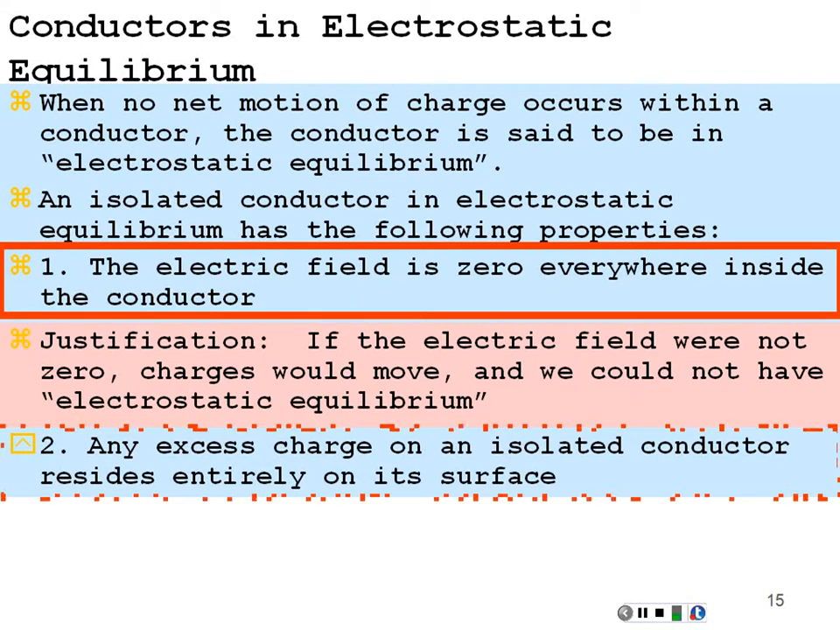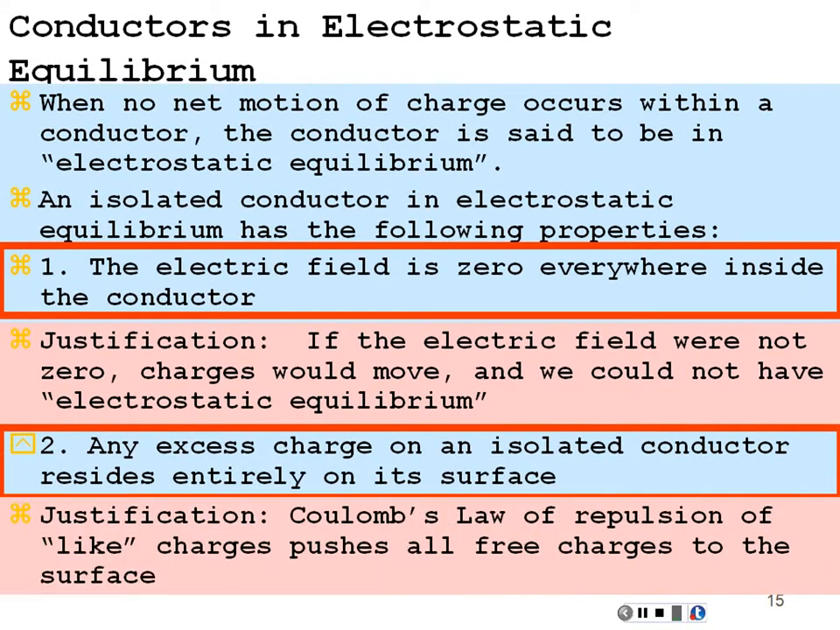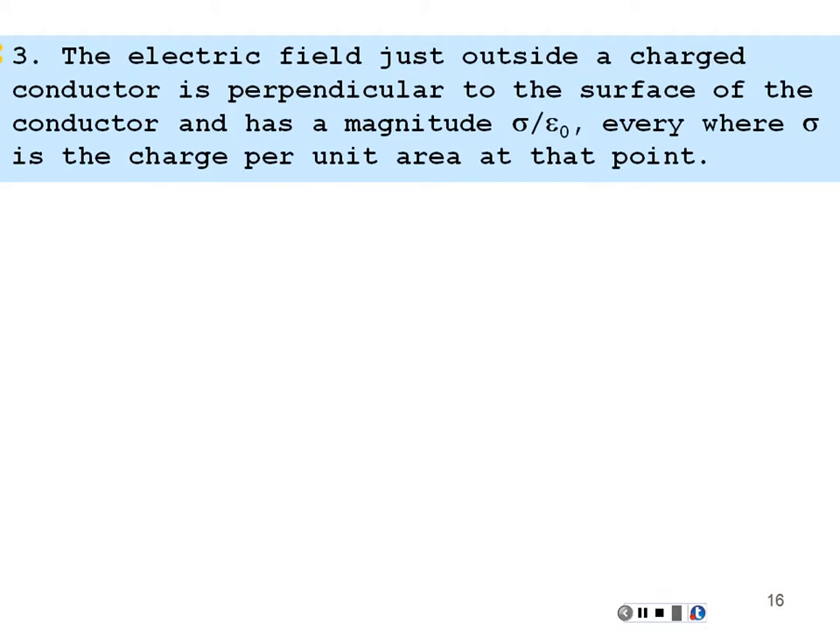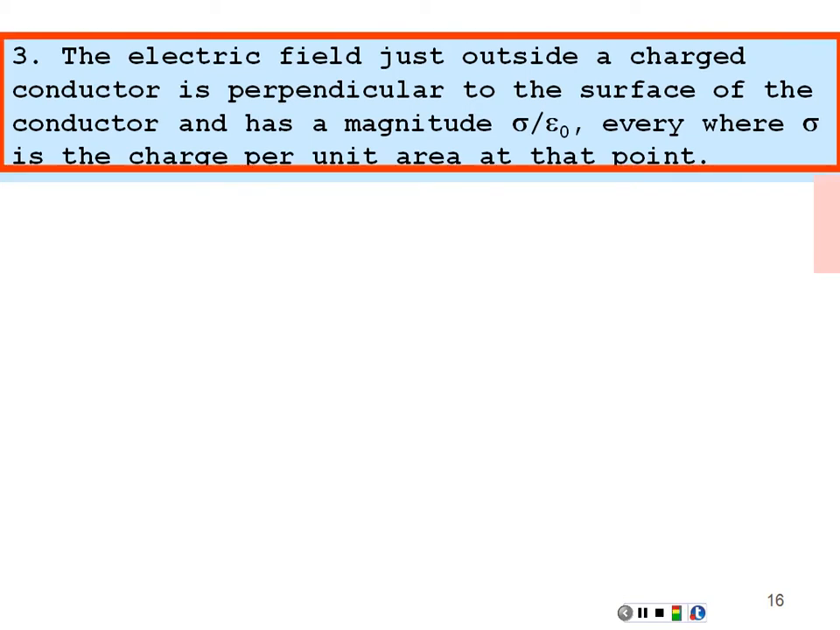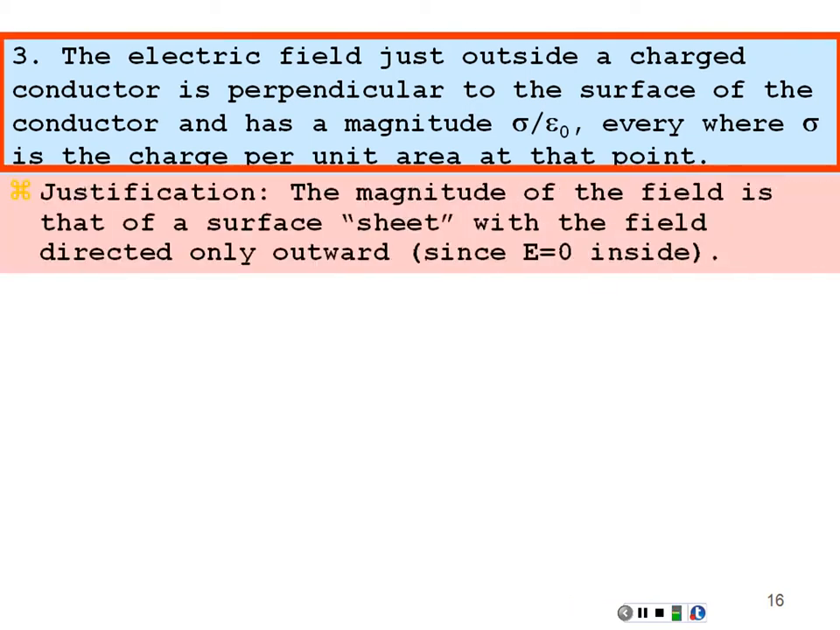The electric field just outside a charged conductor is perpendicular to the surface and has a magnitude sigma over epsilon naught, everywhere where the surface charge density sigma is a charge per unit area at that point. We just proved that with Gauss's law and the sheet of charge.